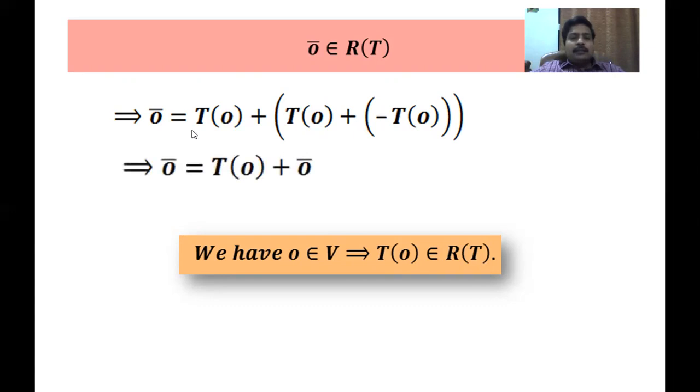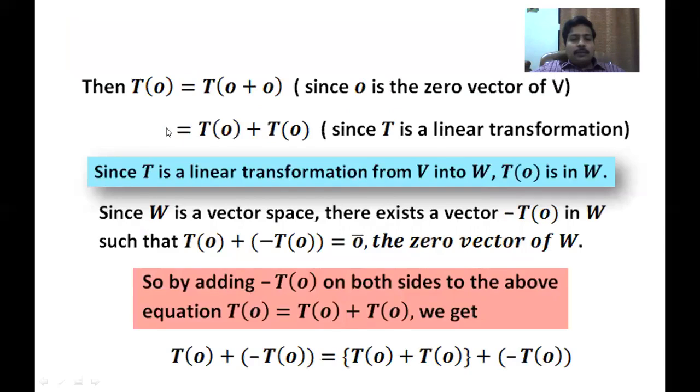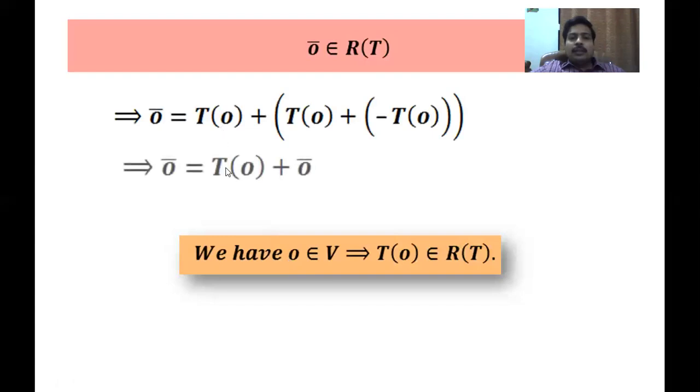T of O plus minus T of O is 0 bar, and here this is again another 0 bar, which we are calling O bar, the 0 vector in W. So this implies O bar is equal to T of O plus O bar. That implies O bar is equal to T of O.